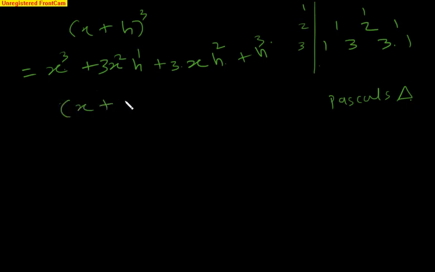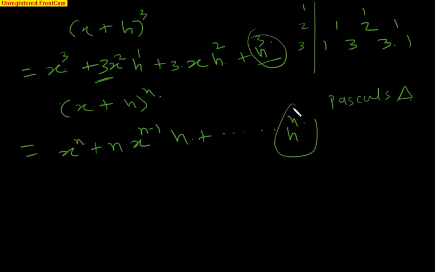In case of (x plus h) raised to n, we get x raised to n plus the coefficient, which is the same as the power. See here 3, so here n. It means n into x raised to n minus 1, reduce the power of x by 1, and give it to h. Plus dot dot dot, and finally h raised to n. See here h raised to cube, so here h raised to n. That much simple is this.